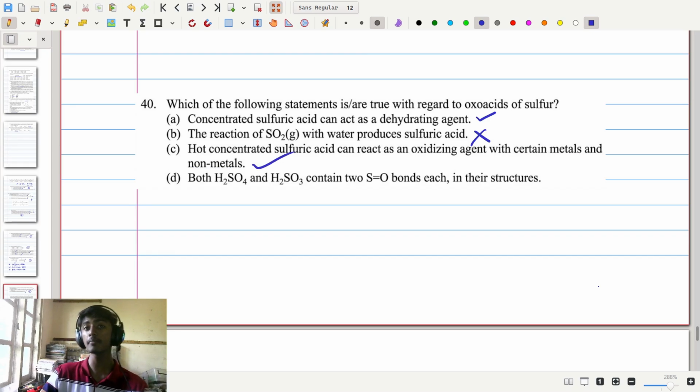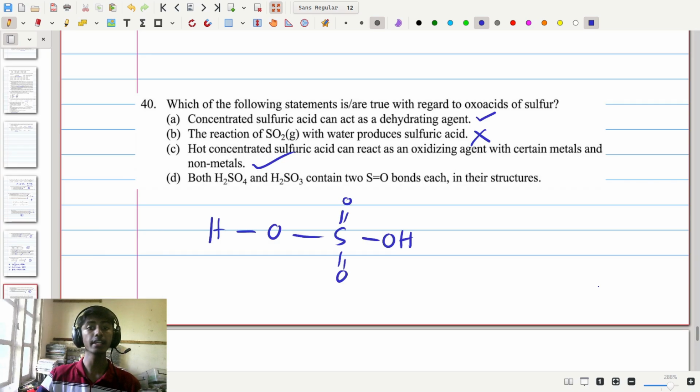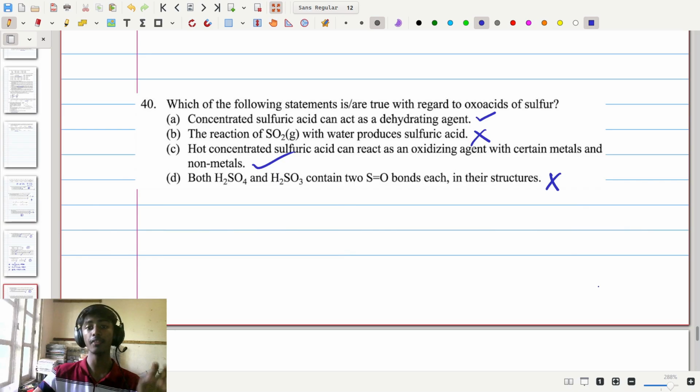Now finally, if you consider statement D, it says sulfuric acid and sulfurous acid contain 2 S=O double bonds each in their structures. Now while this is true for H2SO4 as it has the structure of HO-S(=O)(=O)-OH, it is not true for sulfurous acid as it has a structure of HO-S(=O)-OH, and a lone pair on the sulfur. Due to that, statement D is false. Now from this we can see only A and C are true, and therefore the correct answer here is answer number 5. And with that, we are done with all the questions from 31 up to 40.